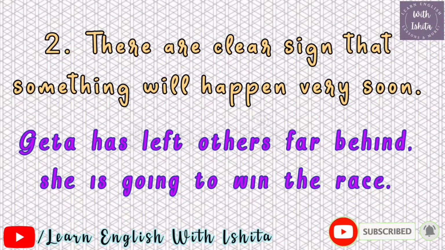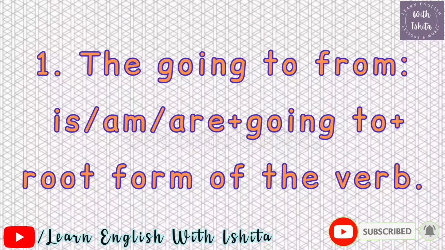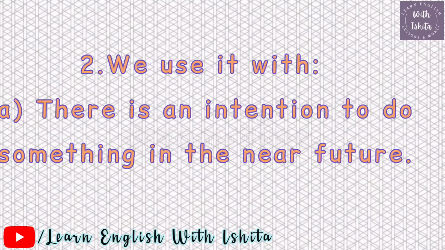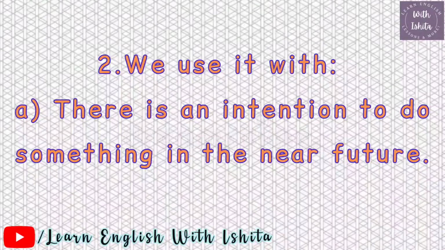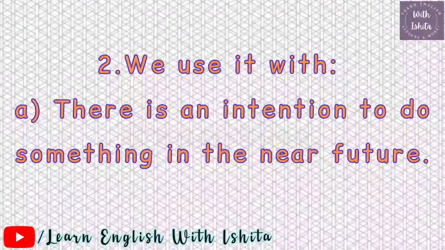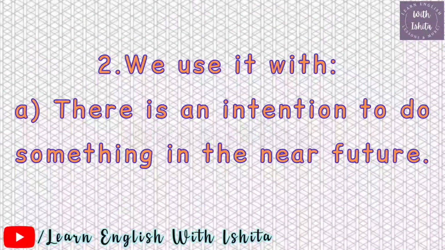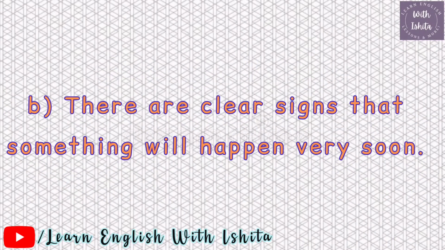Let's take a quick recap. The going to form is used with am, is, are plus going to plus the root form of the verb. We use it when, number one, there is an intention to do something in the near future. And number two, there are clear signs that something will happen very soon. Only with both points can we use the going to form.